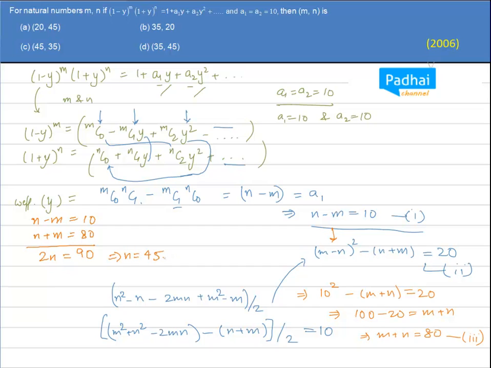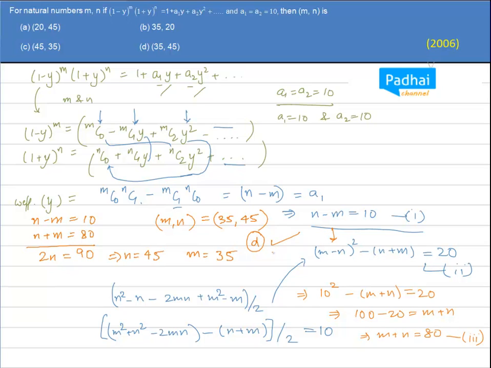And if I put this value in equation 1, I'll get the value of m, that implies m is equal to 35. So we were looking for a set m comma n. So m comma n will become 35 comma 45. This is the answer that we are looking for, which is given in option D. So that means option D is the correct one.